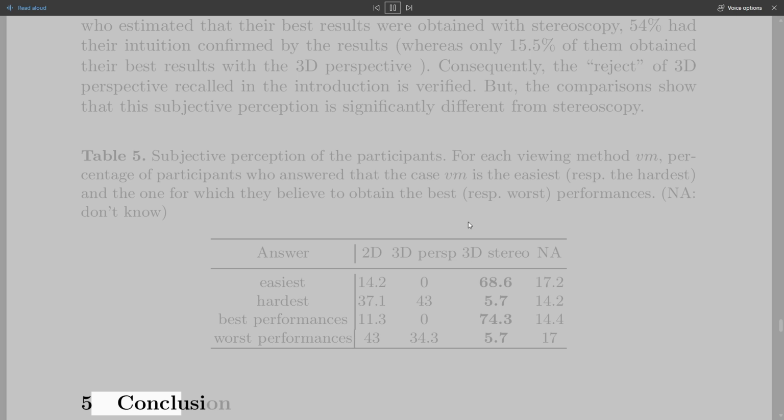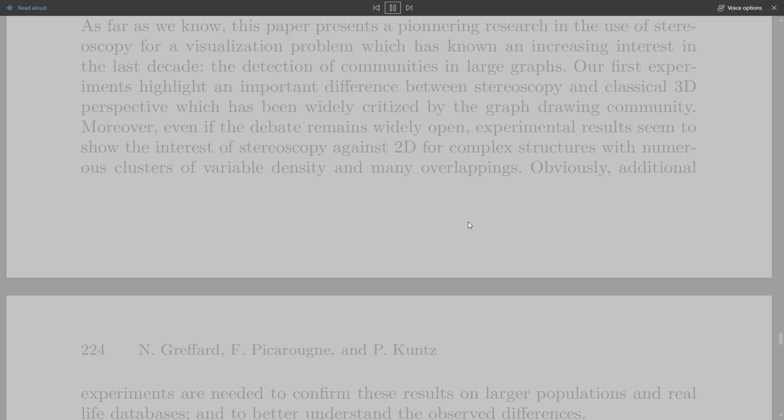5. Conclusion. 34.3. 5.7. 17. As far as we know, this paper presents pioneering research in the use of stereoscopy for a visualization problem which has known an increasing interest in the last decade, the detection of communities in large graphs.